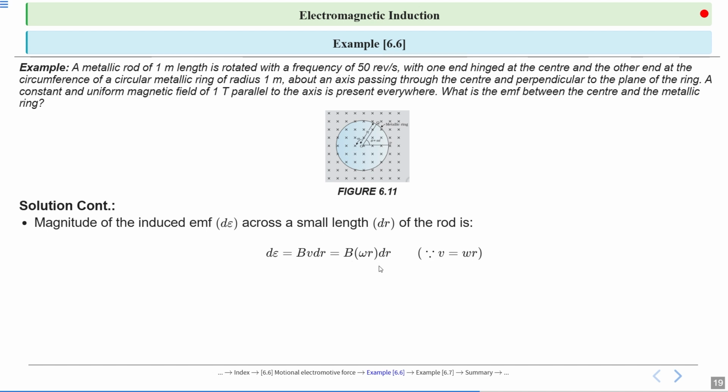So you can consider a small element dr at a distance r from the center. So V equal to omega r, and dr is the small element, so we put omega r. So dE, the magnitude of the induced EMF, will be equal to B omega r dr.